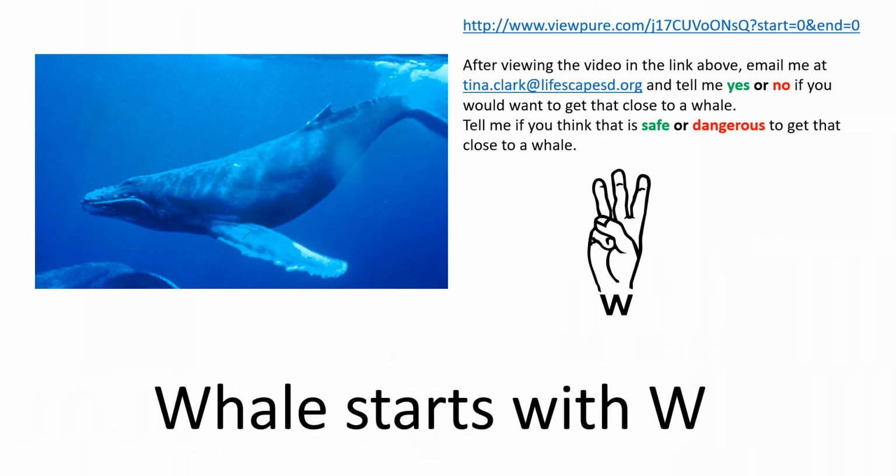Whale. Whale starts with W. Look at that. There is a big whale. It's hard to see exactly how big he is because you can't see him compared to anything. But in this video, we are going to see how big a whale is. Before we see the video, whale starts with W. Say whale. Say W. And you can sign W.